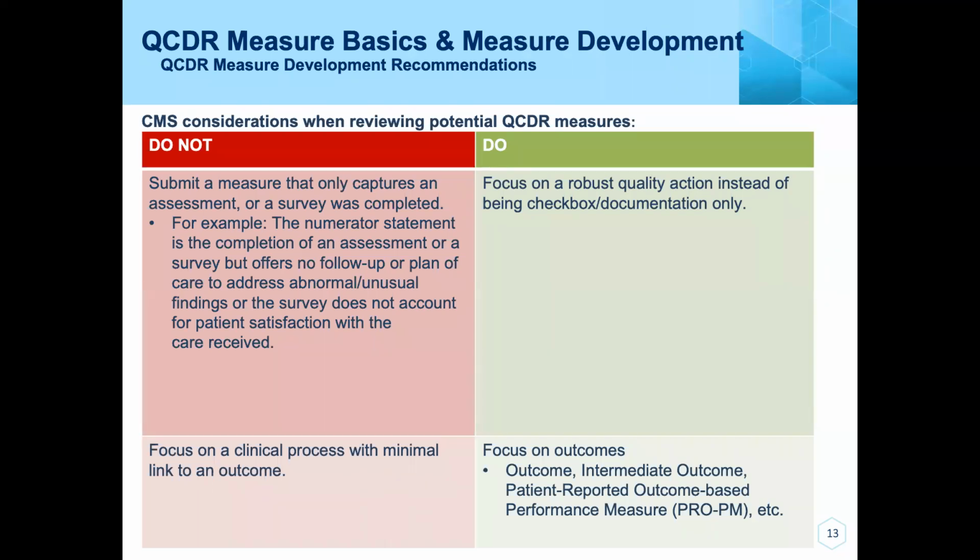Again, along those same lines, CMS preference is that measures do not just focus on a clinical process with a minimal link to an outcome. Preference is for measures that focus on patient outcome, which could also include intermediate outcomes and patient-reported outcomes. Next slide, please.